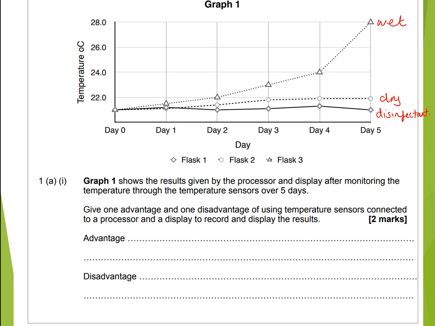Graph 1 shows the results given by the processor and display after monitoring the temperature through the temperature sensors over 5 days. Give one advantage and one disadvantage of using these temperature sensors connected to a processor to display and record the results. So have a go at answering these questions. I'm afraid they're not in your booklet, so if you take a piece of paper and write them down, or you can write them on the cover of your booklet, somewhere where they're going to stay safe.